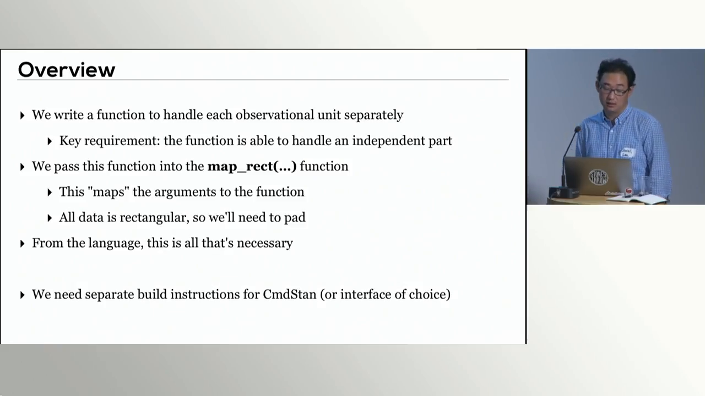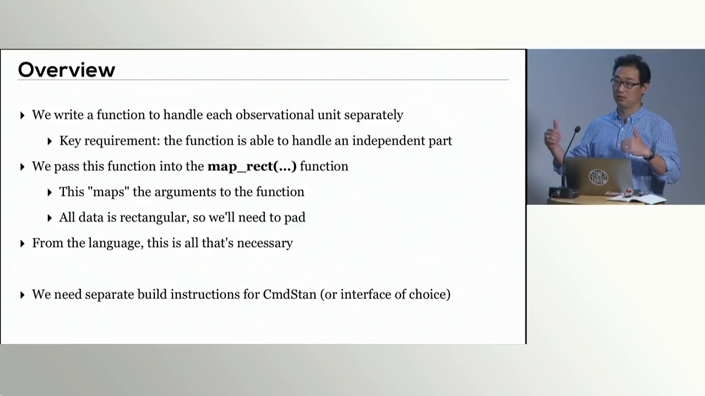In this version today, all the data is rectangular, so we'll need to pad out if you have any ragged data. What I mean by that is if the first observation had 20 time points and the second one had 10 and the third had 20, you have to pass it a rectangular data structure, so you'll have to pass it 20, 20, 20, even though the second one only has 10 items.